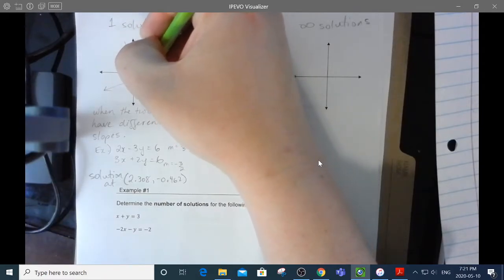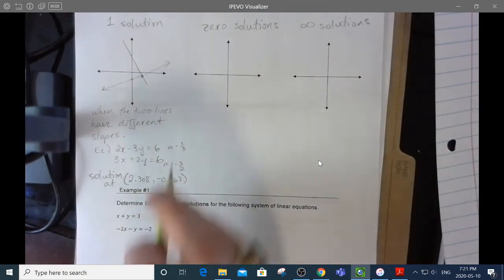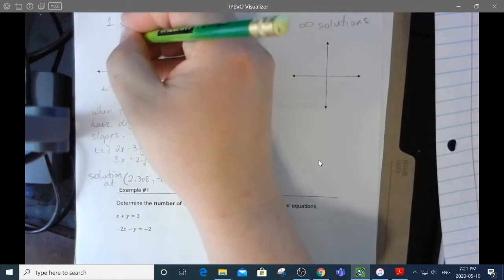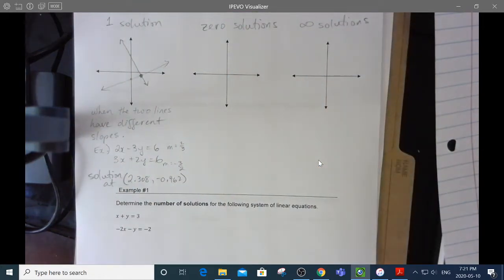And when I say down there, I know that it's down there because remember, it's 2.3 over and negative, not quite a half down. So that looks about right. And there we go. And that is it. One solution for those two lines. It's kind of a nasty solution.